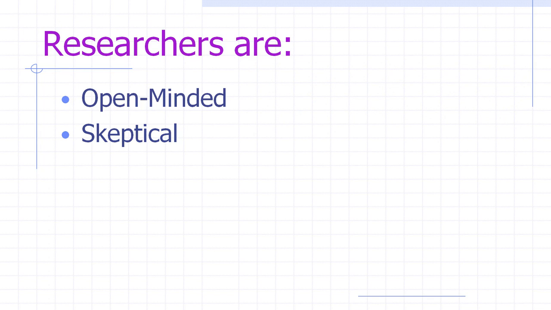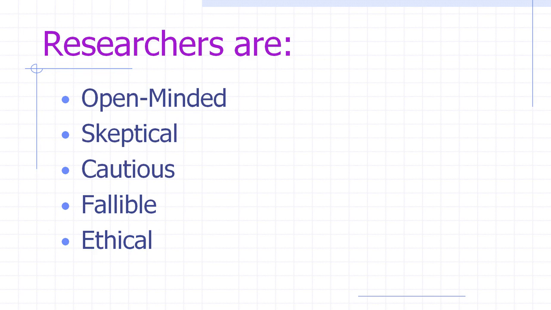We're open to the research not showing that. We're skeptical, right? We don't take things at face value. We need evidence. We're cautious. We don't go around making large claims from one study. We are fallible. Sometimes we make mistakes. But I think one of the most important things about researchers is that we're ethical. And next week's class and the video that goes with that will go over ethics in social work research in more detail.